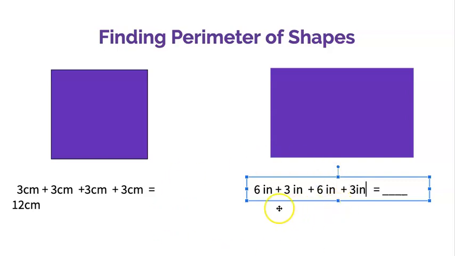Okay, and then all we would have to do is add them up. 6 plus 3 is 9. 9 plus 6 more is 15. 15 plus 3 more is 18. So we could say the total perimeter around the shape is 18 inches.